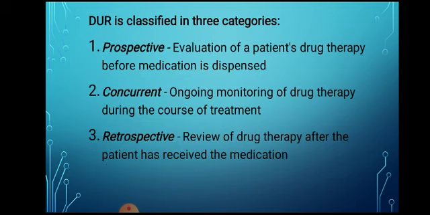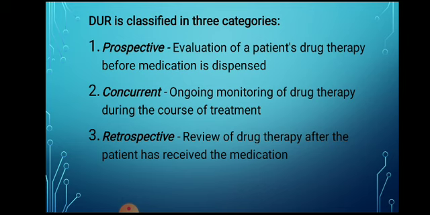Now, a drug utilization review can be performed in different ways, okay, and accordingly it has been categorized in three forms. First, you can go for prospective, secondly concurrent, and third retrospective. Prospective means the evaluation of the patient's drug safety, okay, before medication is dispensed. That is prospective, you are doing it in this format.